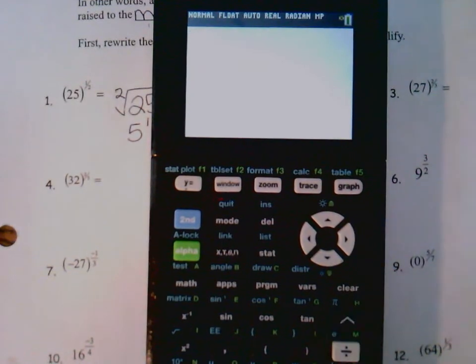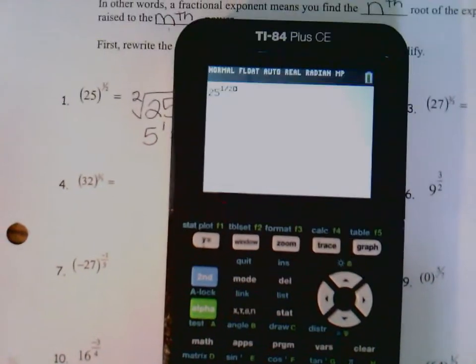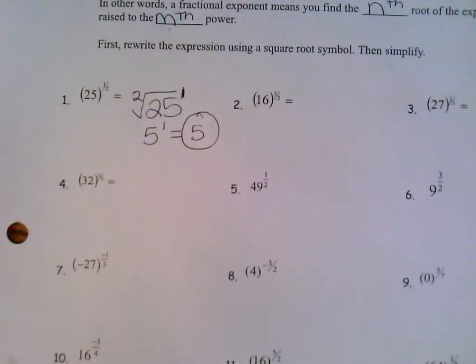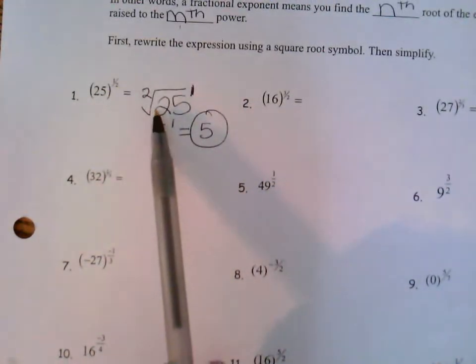Let me type 25 raised to the 1/2 power on my calculator. See how it comes out as 5? So a fractional exponent makes it a radical like that.